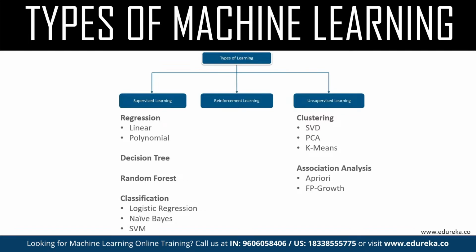And reinforcement learning is all about taking appropriate action in order to maximize the reward in a particular situation. Now, when it comes to reinforcement learning, there is no expected output, and the reinforcement agent decides what action to take in order to perform a given task. In the absence of a training dataset, it is bound to learn from its experience.